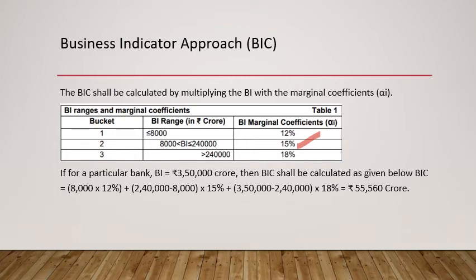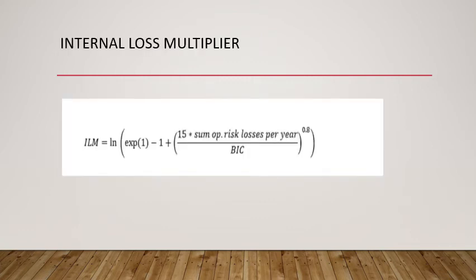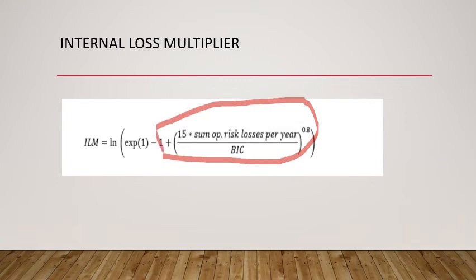So we are done with BI and BIC, and now we move to the third part, which is internal loss multiplier. So how do we calculate the internal loss multiplier? Internal loss multiplier is to be calculated in a stepwise manner. So first you take this part of the formula, only this much you solve. Okay, you don't go beyond this. Okay, so 1 plus 15 into sum of operational risk losses per year, divided by BIC, which is already calculated.